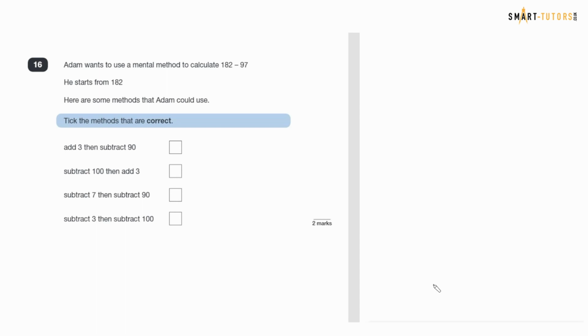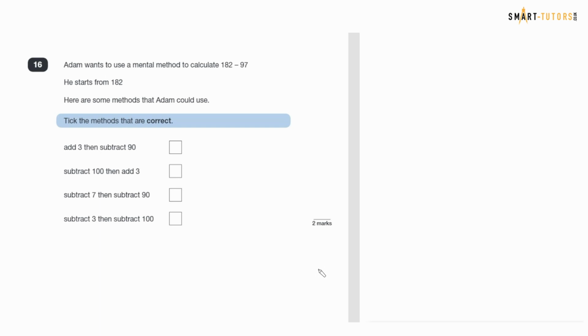Question number 16. Adam wants to use a mental method to calculate 182 minus 97. He starts from 182. Here are some methods that Adam could use. They are asking you to tick the methods that are correct. I will ask Arthur to explain to me.